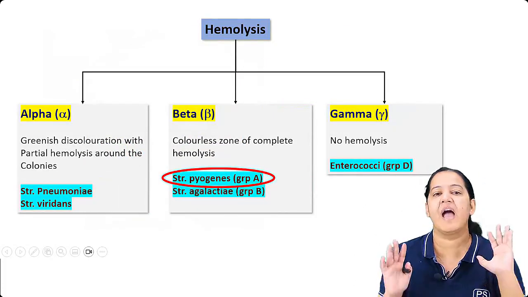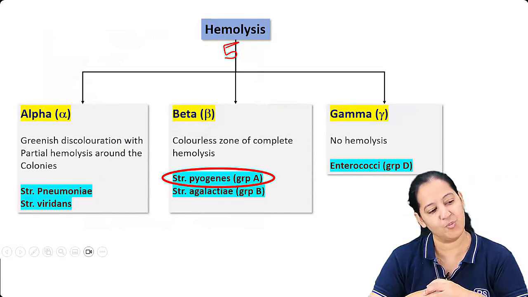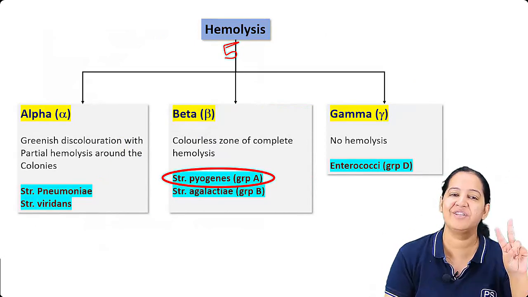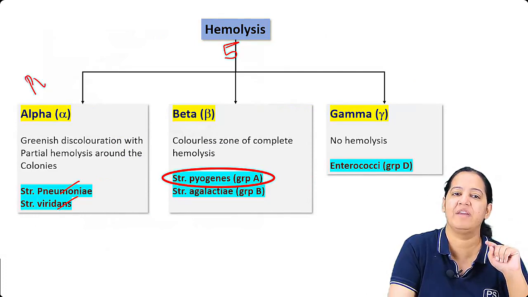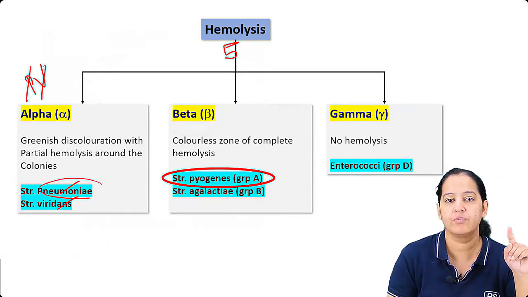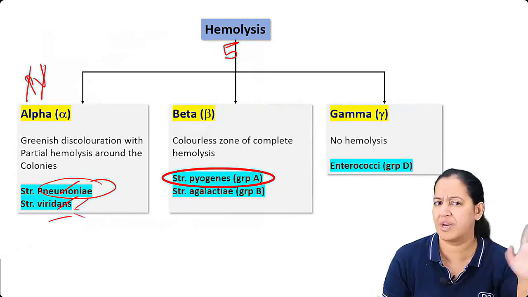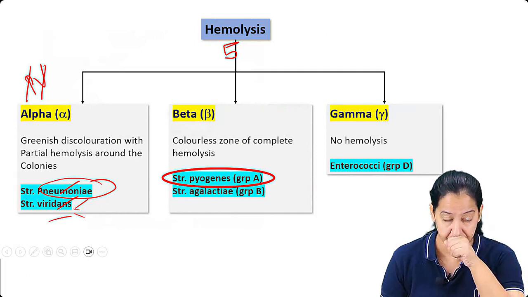So basically, I'm going to teach you 5 streptococcus in this chapter, one by one. I will teach you all five. In alpha, I will teach you 2: pneumoniae and viridans. Here, pneumoniae is the main hero. We will see pneumoniae in a little more detail. Viridans, only 2-3 lines about that.